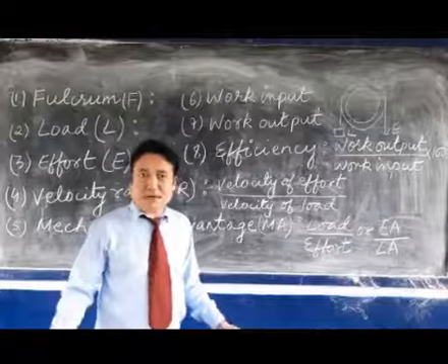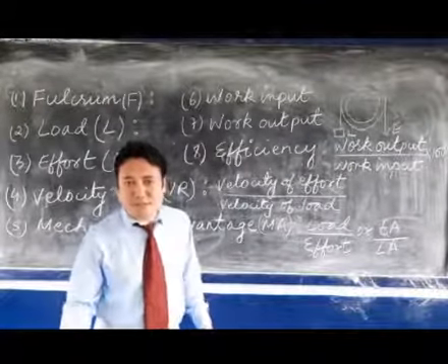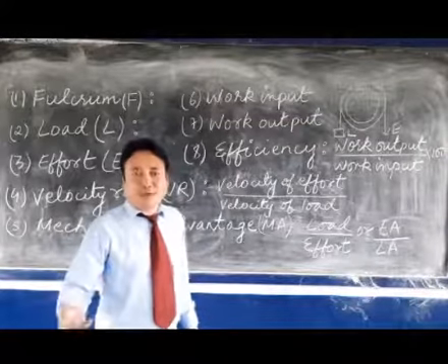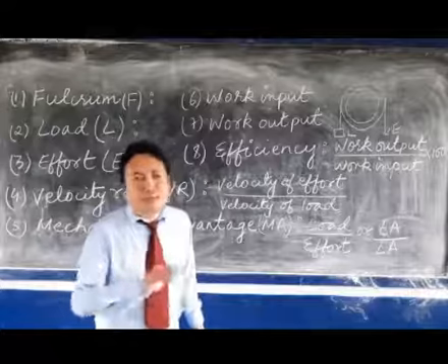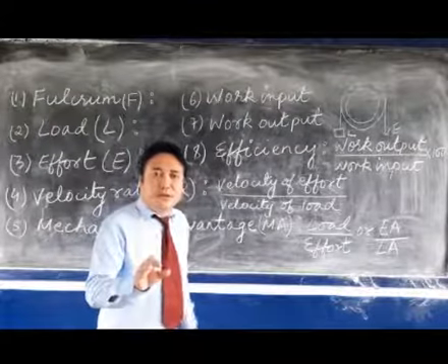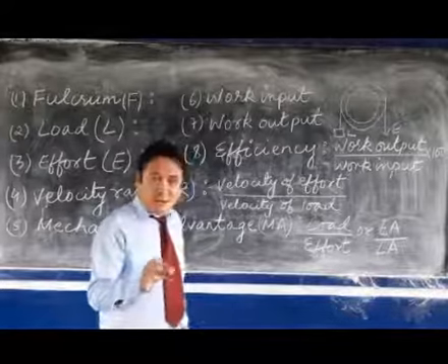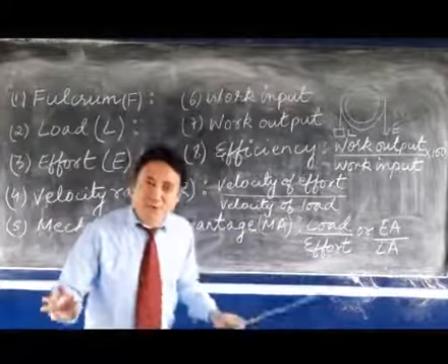So they don't have any unit. Unit means, you know, the unit of mass is kilogram, the unit of velocity is meter per second, the unit of distance is meter, centimeter. So all these units they don't have, since they are the ratio of two quantities. The load and the effort, and the velocity of load to the effort, so they don't have a unit.